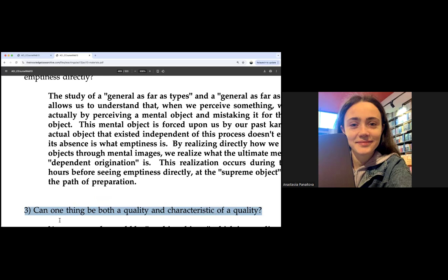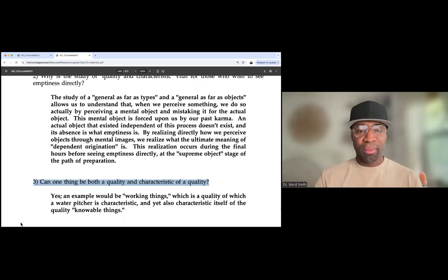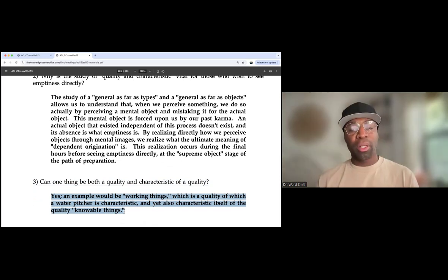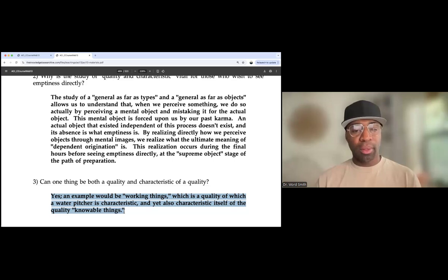Yes, now yes. Can one thing be both a quality and a characteristic of a quality? Yeah, why not? Read the answer. Yes, an example will be working things, which is a quality of which a water pitcher is characteristic, and yet also a characteristic itself of the quality. An example would be working things.